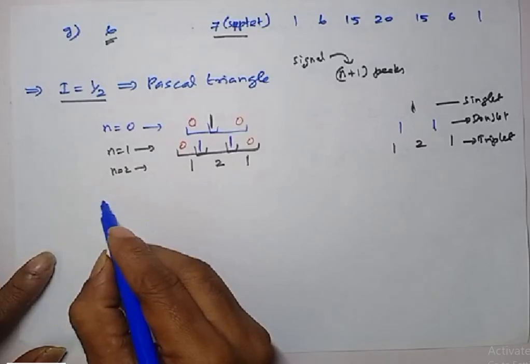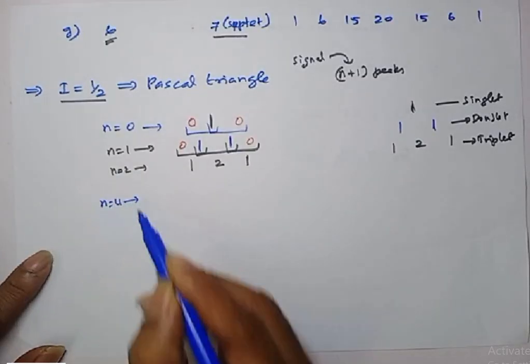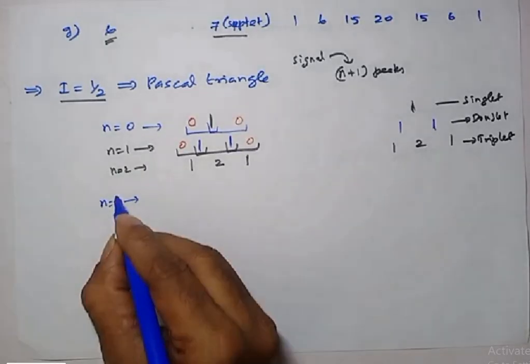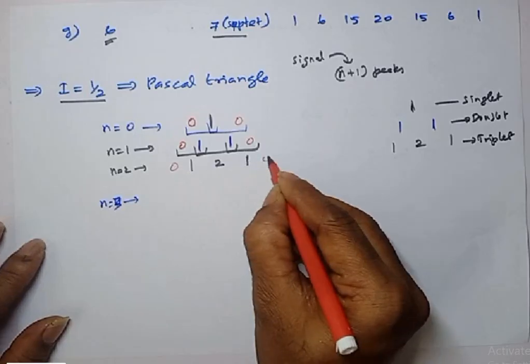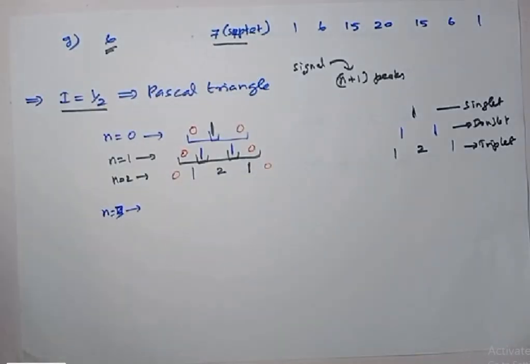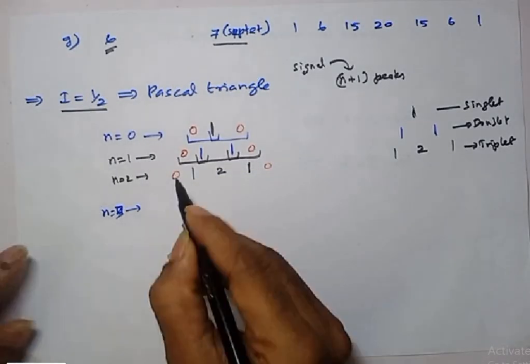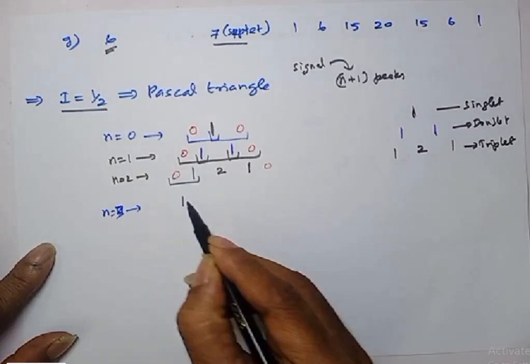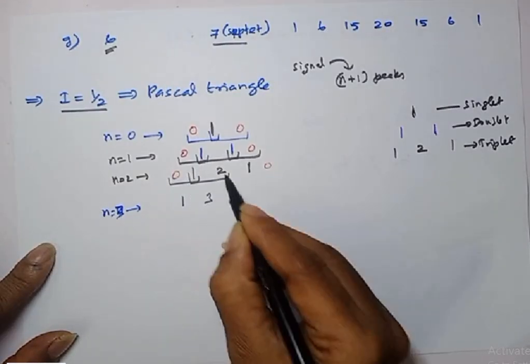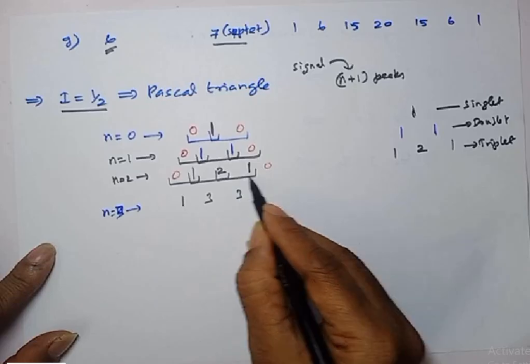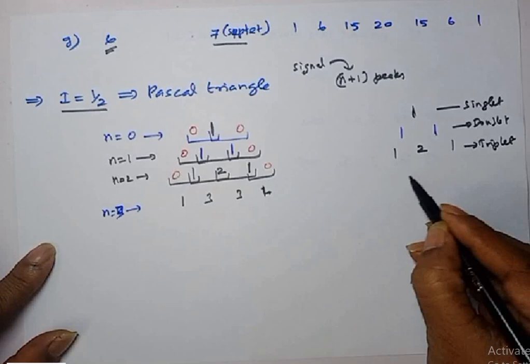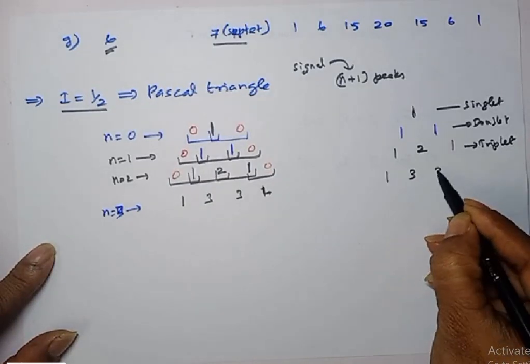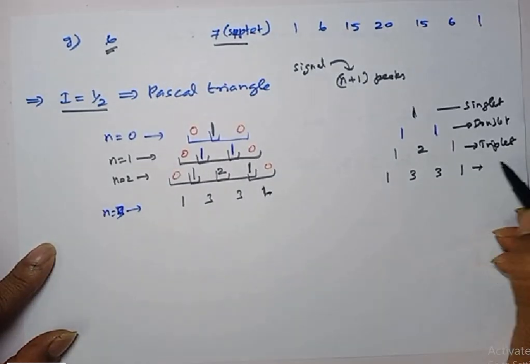Suppose I want to know the intensity ratio for n equal to 3. What to do? Add zeros on both sides, then sum up as usual. Add these two: 0 plus 1 is 1. 1 plus 2 is 3. 2 plus 1 is 3. 1 plus 0 is 1. So the intensity ratio is 1:3:3:1 for a quartet.